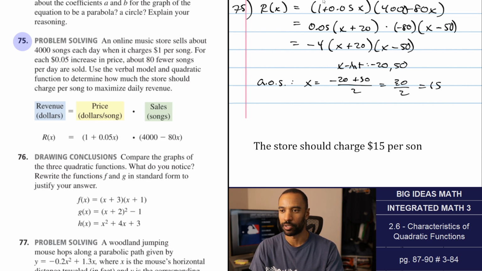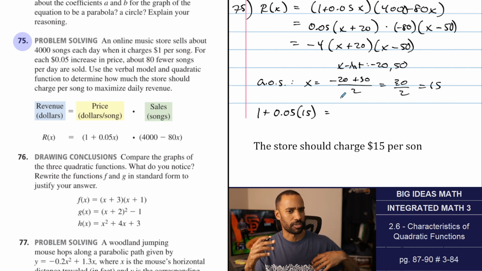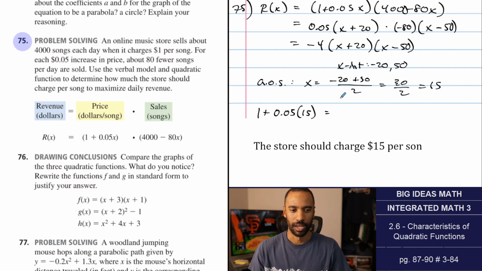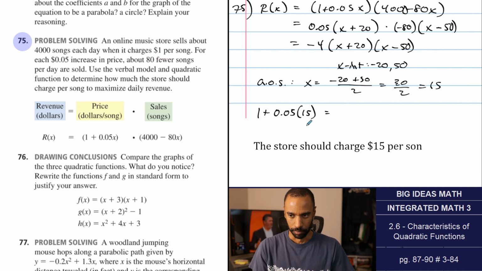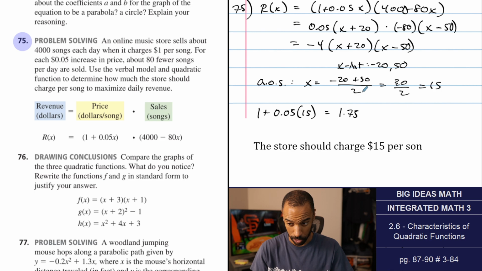I'll get ready for that. I'm going to turn a 15 into something else. I didn't calculate it yet, but not revenue, just 1 plus 0.05 times 15. I still don't know what the 15 really represents or what X represents here. It's some arbitrary value to me, which works off this model. 15 times 0.05 is 0.75, so 1.75. So it's $1.75 per song.